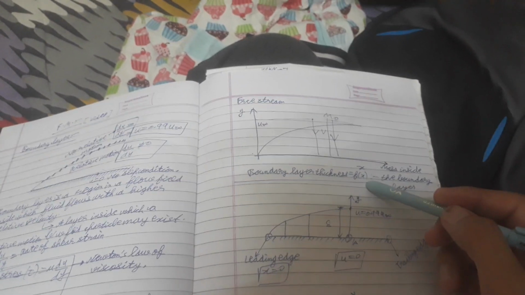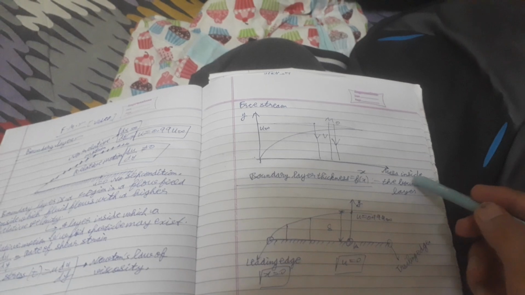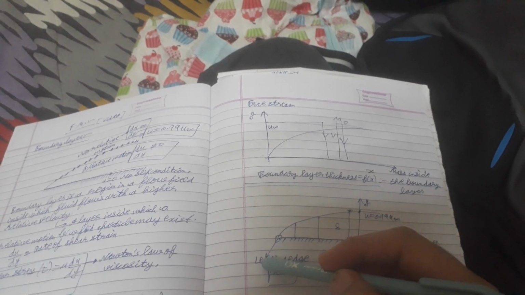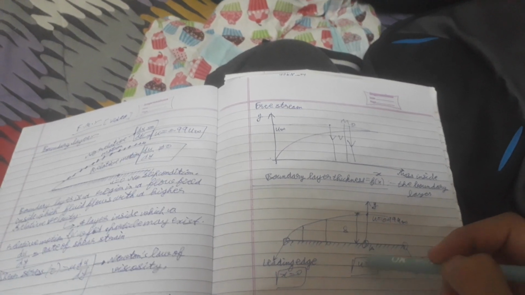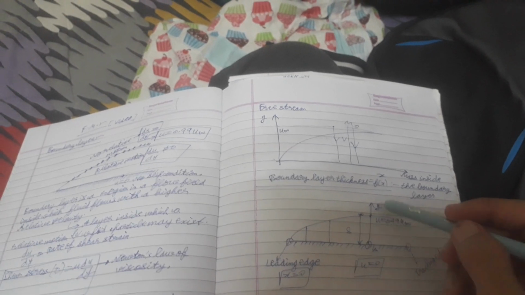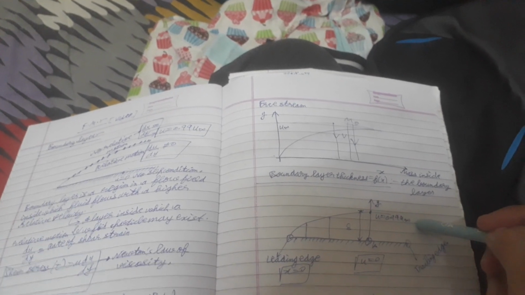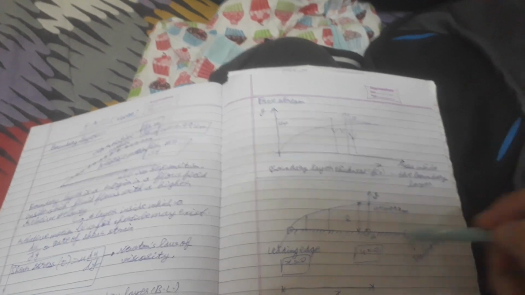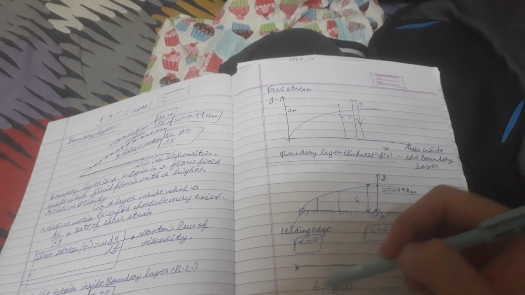Boundary layer thickness is delta. This is x. This is the mass inside the boundary layer. This is the leading edge, x is equal to 0, where u is equal to 0. This is delta y. Here u is equal to 0.99 u infinity. This one is the trailing edge. This is x. Delta is a function of x.